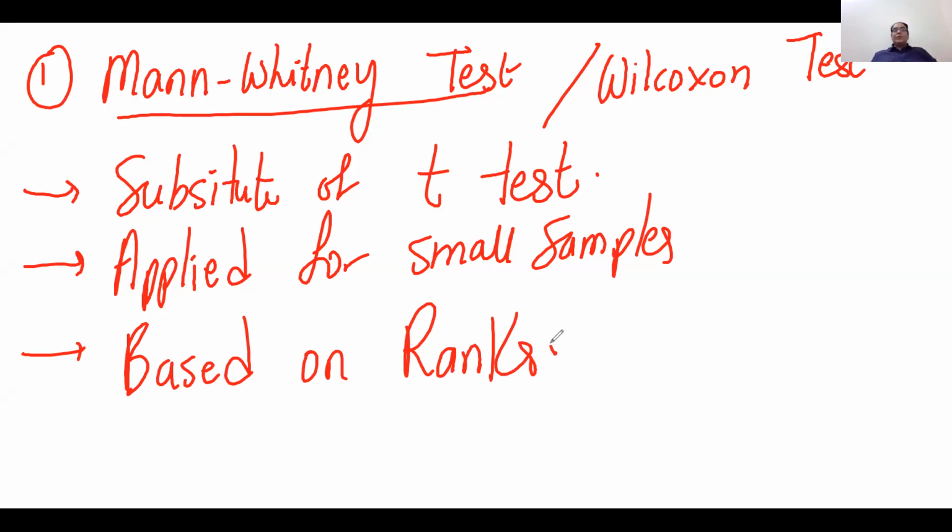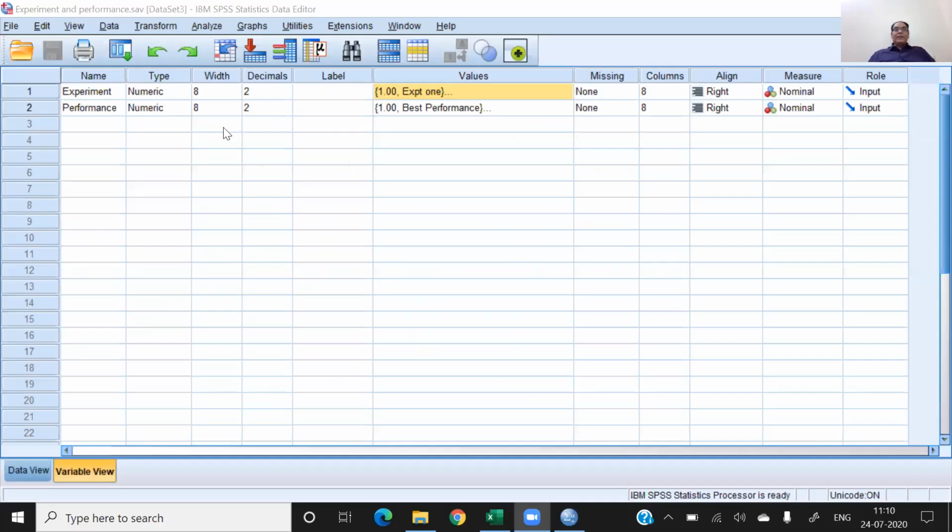So three things you need to remember: if your sample size is small and you cannot apply the t-test because of this limitation, then you can go to the Mann-Whitney test. The t-test is based on the mean and this test is based on the ranks, right? So let me explain the concept of the Mann-Whitney test with the help of SPSS, and after that we will see how we can run the Mann-Whitney.